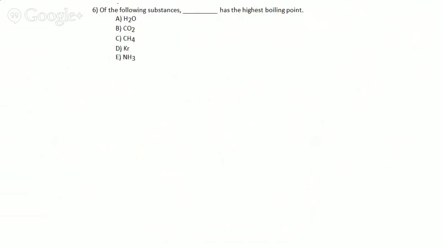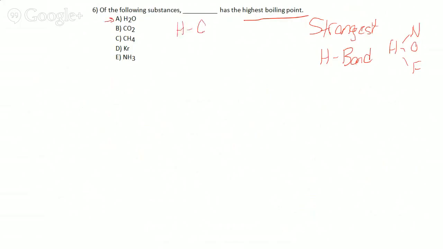Number 6: Of the following substances, blank has the highest boiling point. All right, so again, highest boiling point would be strongest attractive force. So if we see any ionic compounds on there, which we don't, the next step would be hydrogen bonding. Do we have any hydrogen bonded to a nitrogen, oxygen, or fluorine? We sure do. Look at it right here, H2O. So if we had to predict, H2O out of these would have the highest boiling point.